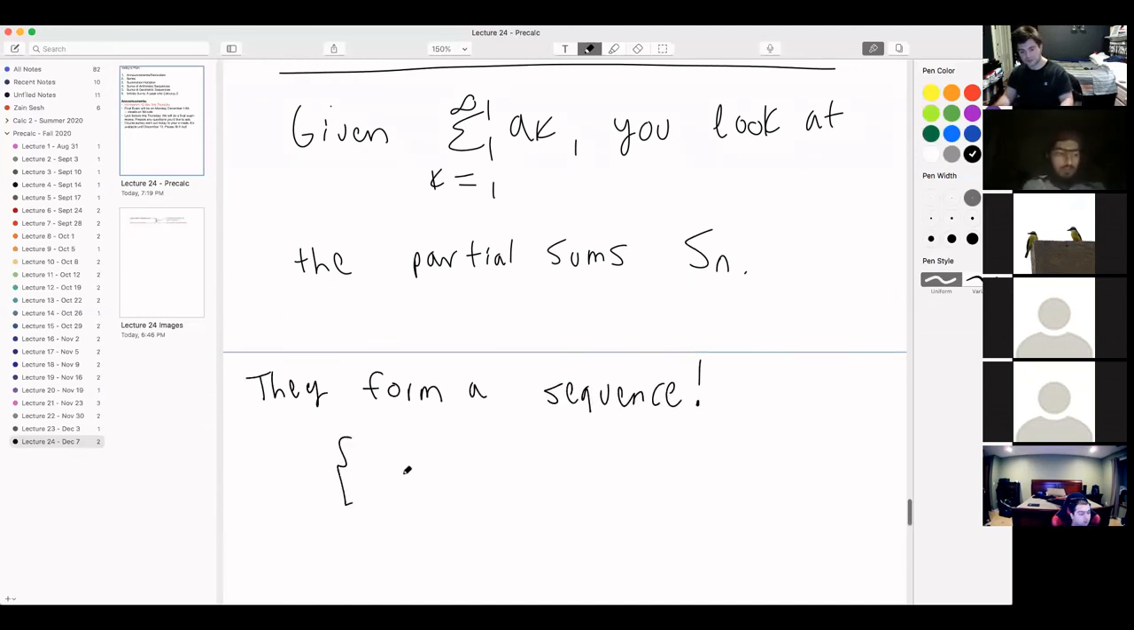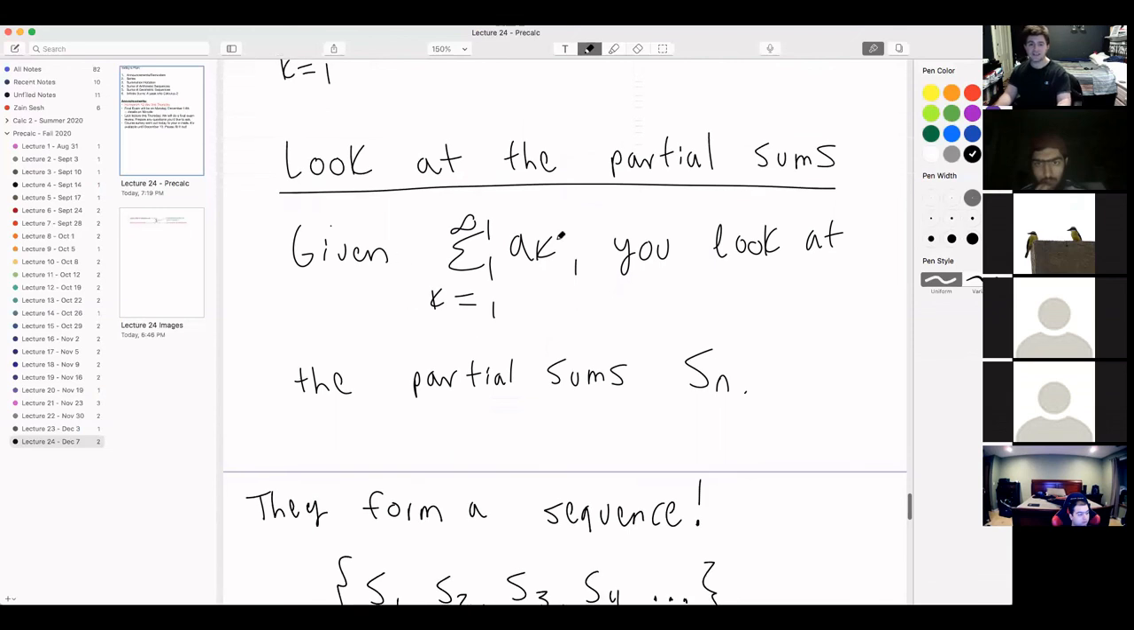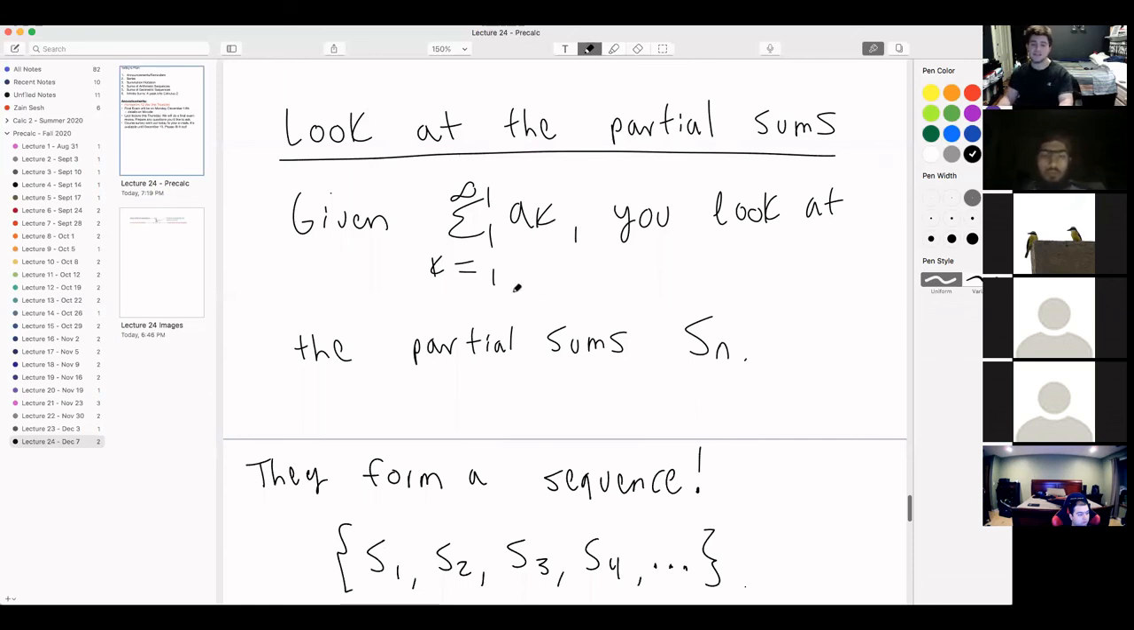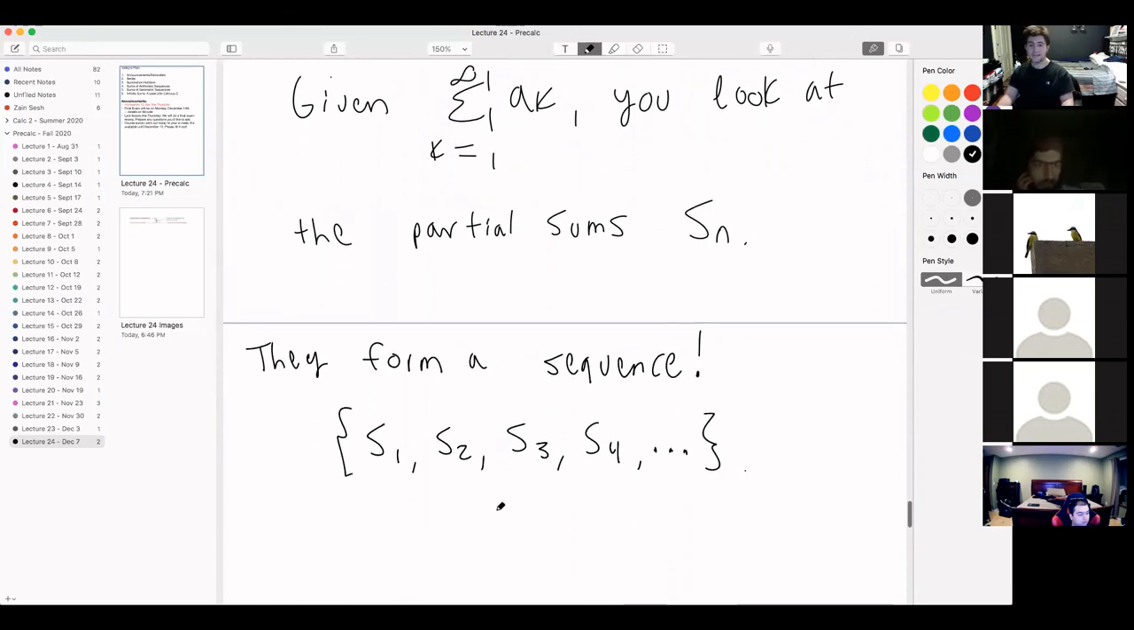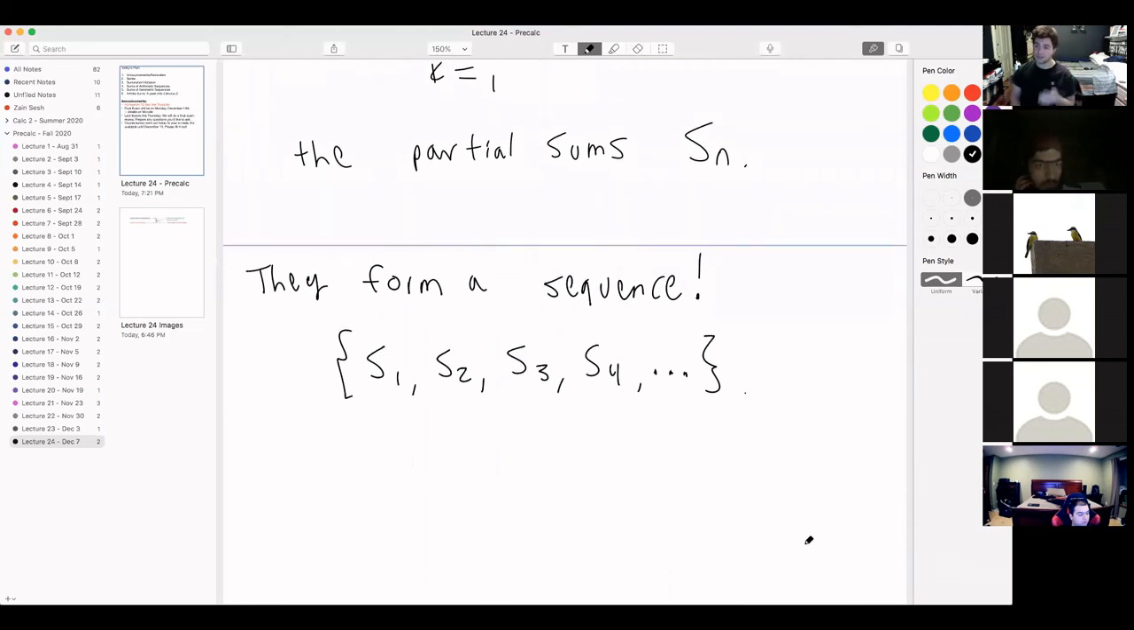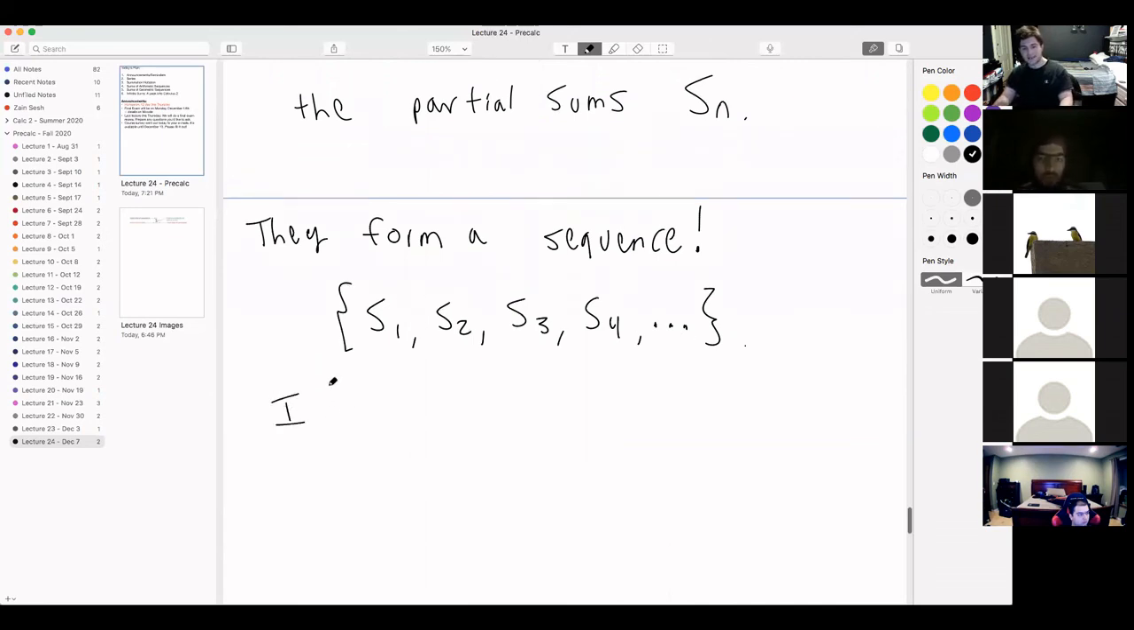The sequence looks like this: S1, S2, S3, S4, and so on. It's an infinite sequence, given by chopping this sum off at a finite number. So S1 is just the sum of the first term. S2 is the sum of the first two terms. S3 is the sum of the first three terms, and so on. This gives you a legitimate infinite sequence. You can see that this is going to be a number, that's going to be a number, and so on.